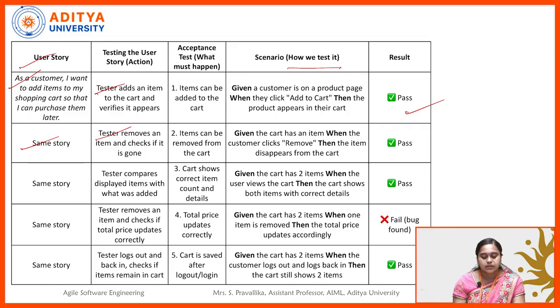So this was testing the user story. And what was the acceptance test? Items can be removed from the cart. So in the acceptance test, what we are saying is items can be added to the cart as well as removed from the cart. Now the scenario, how we test it is: given the cart has an item, when the customer clicks remove, then the item disappears from the cart. So one item is added to the cart, and now the customer is going to remove that item from the cart so that the item should disappear from the cart. If this happens, then we can say the test is passed.